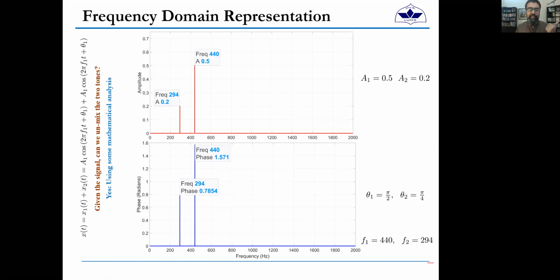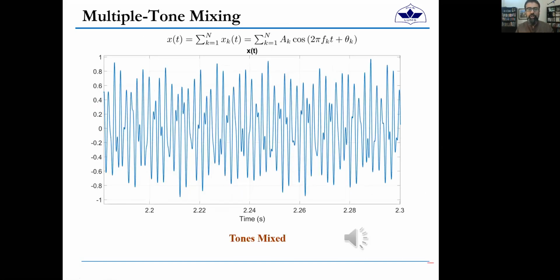Now the question is, what about some more complicated mixture of sinusoids? So this here is a mixture of tones.